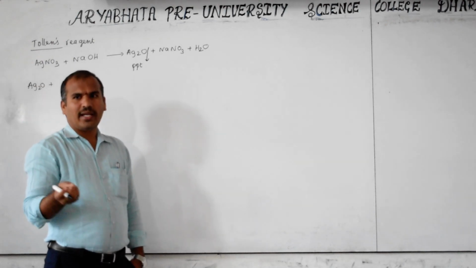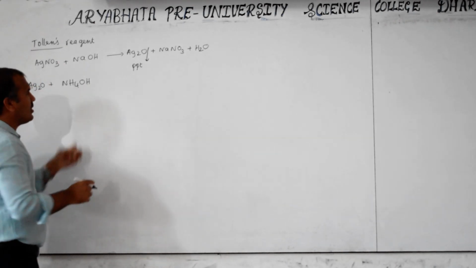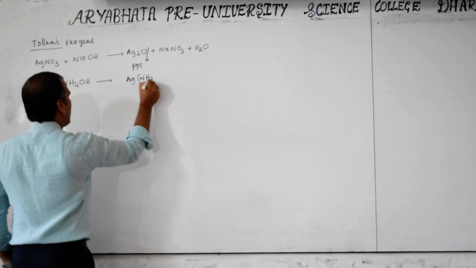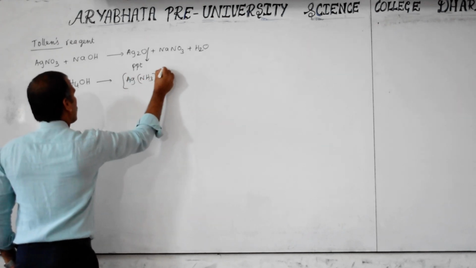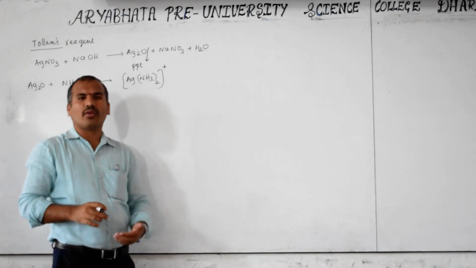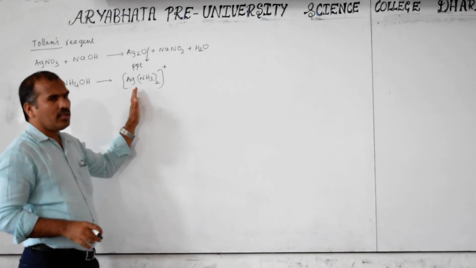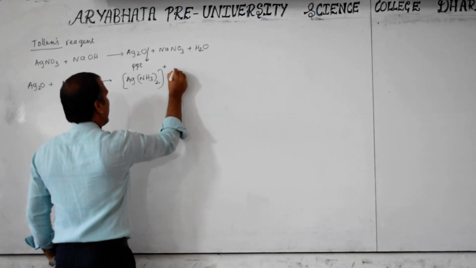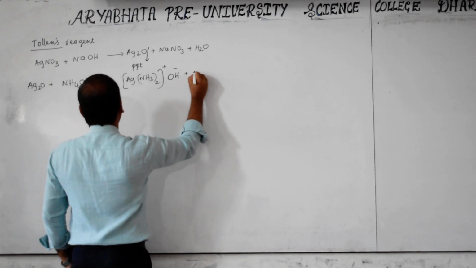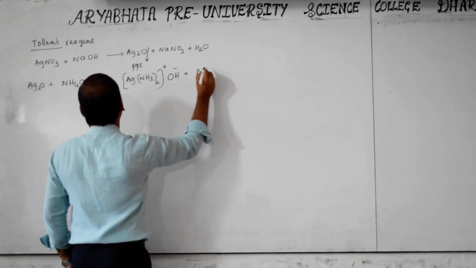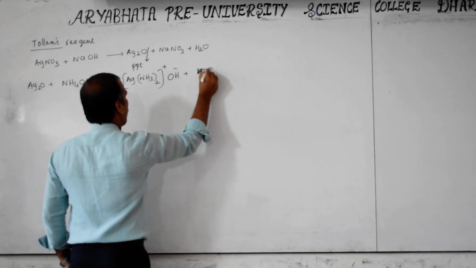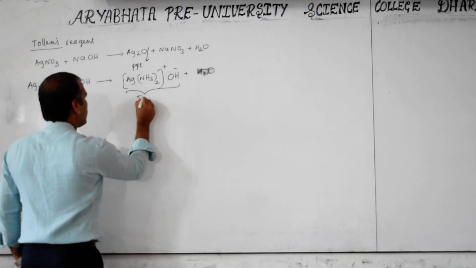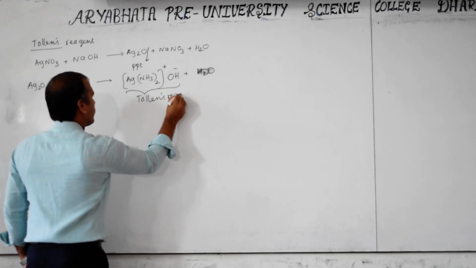Take ammonia and add water, then it forms ammonium hydroxide. Then this forms Ag(NH3)2, which is a complex. You will learn this in coordination chemistry in the second year; it is a separate inorganic chemistry chapter. This forms a complex compound along with OH minus and ammonia or H2O. You can balance this equation. This is known as Tollens reagent.